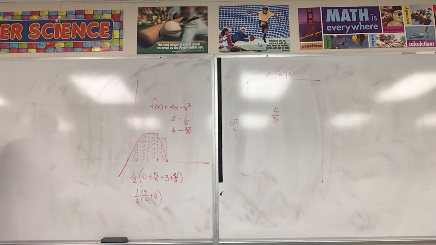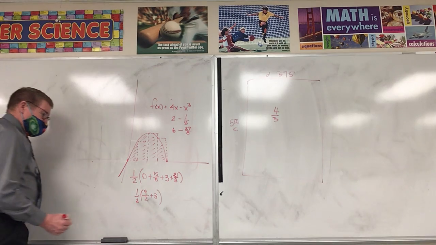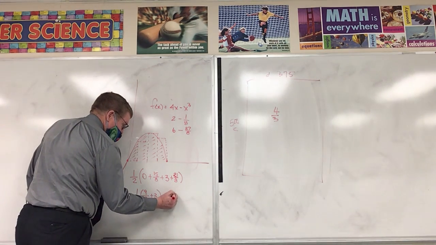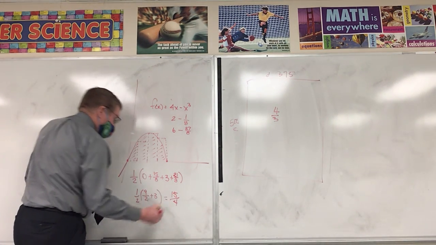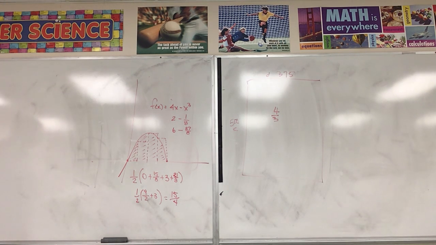Nine halves plus 3 is 15 over 2, times 1/2, which is 15/4. Would everybody agree? Then next they want you to do mid-RAM.